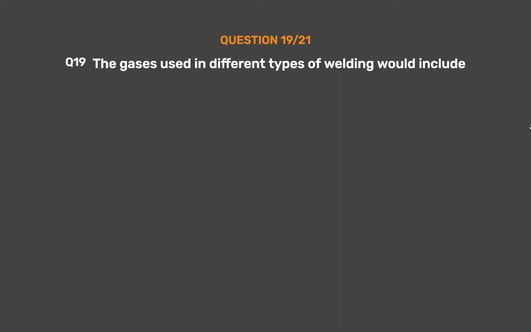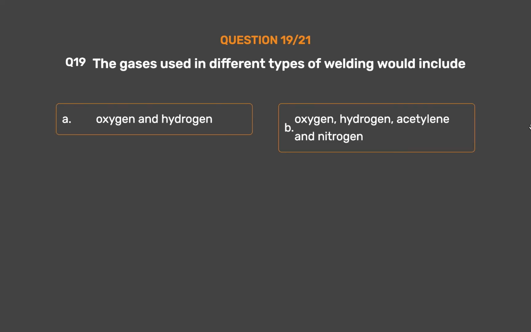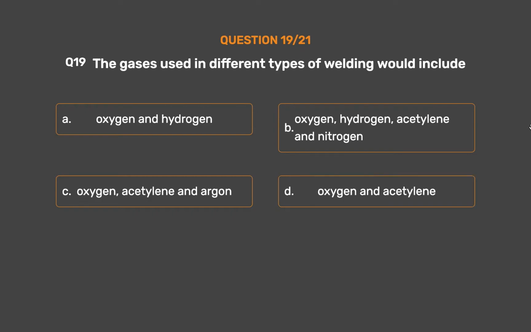Question number 19. The gases used in different types of welding would include option A, oxygen and hydrogen. Option B, oxygen, hydrogen, acetylene and nitrogen. Option C, oxygen, acetylene and argon. Option D, oxygen and acetylene.